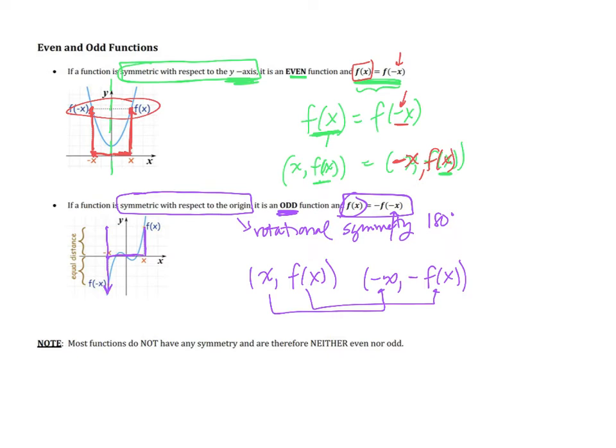Now, if neither of these things happen, we don't get the opposite of the original function, or we don't get the same as the original function, then it's neither even nor odd. So graphically, what it means is if your graph does not have reflection over the y-axis or does not have rotational symmetry with respect to the origin, then it would be neither even nor odd.